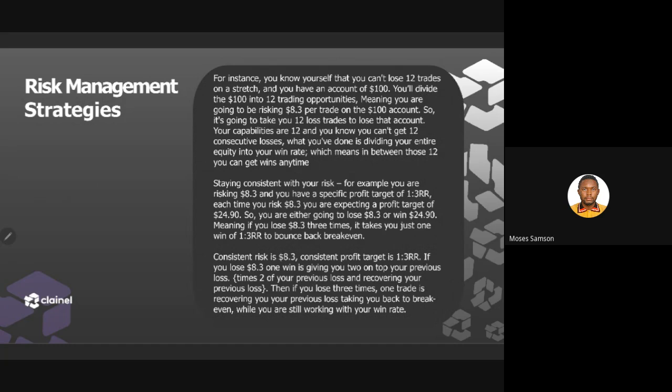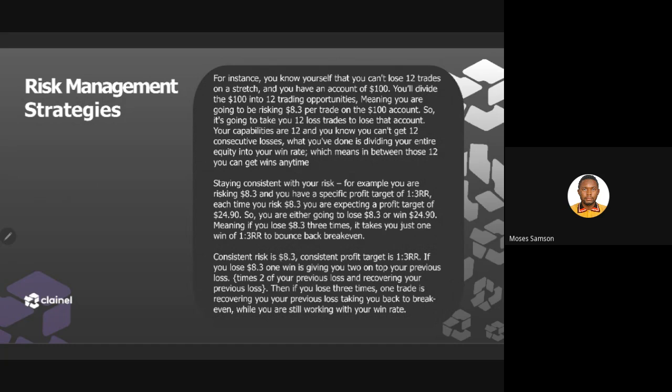So it's going to take you 12 losses to lose that entire account. Your capabilities are 12, and you know you can't get 12 consecutive losses. What you've done is divide your entire equity into your win rates, which means in between those 12, you can get wins anytime, staying consistent with your risks.